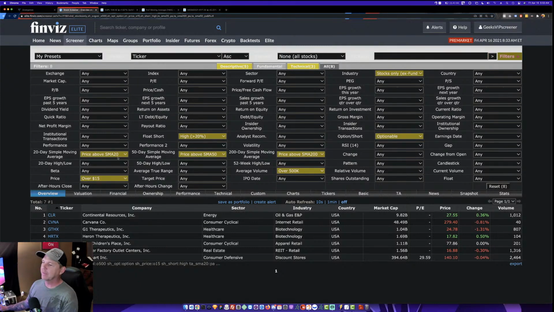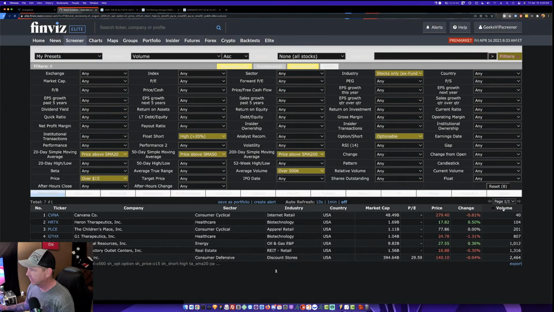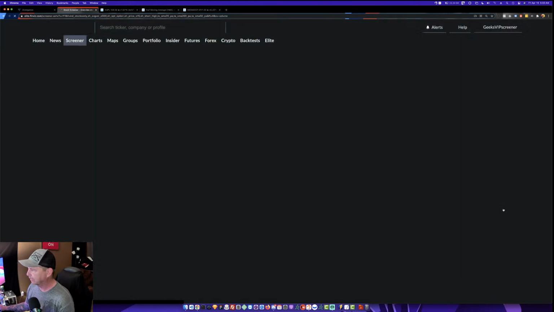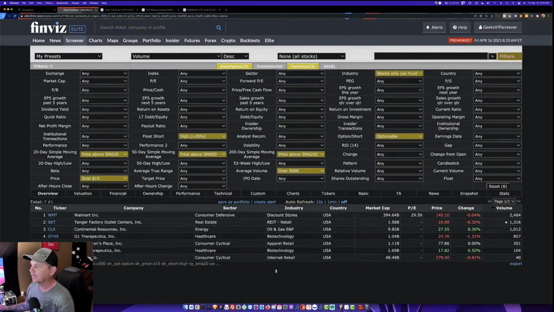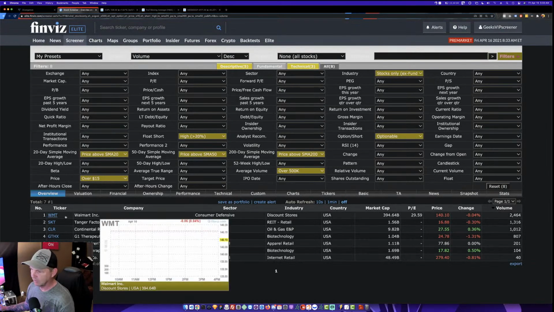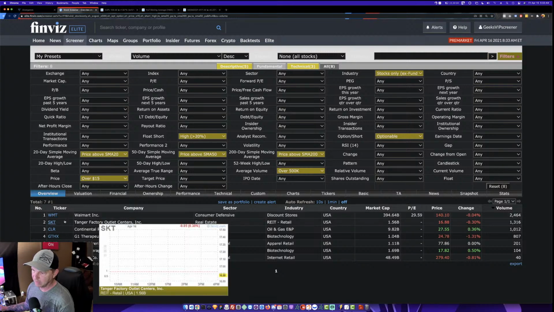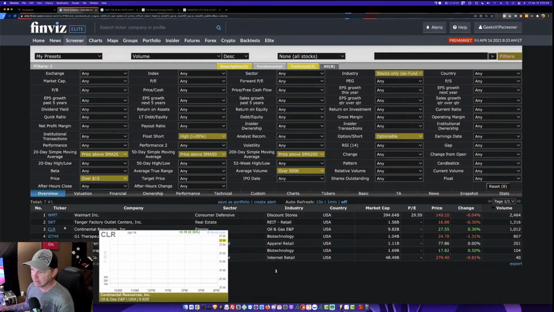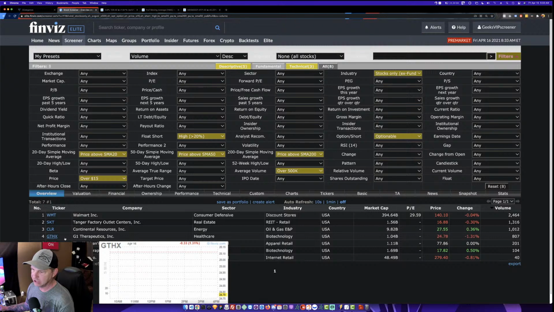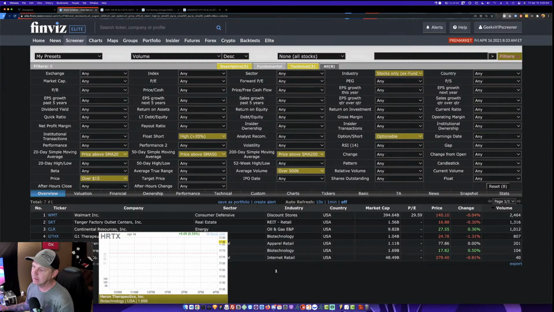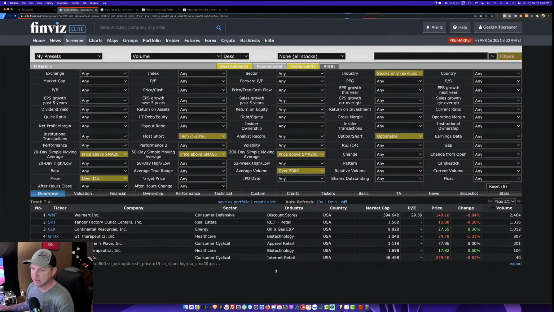All right, so based on those filters that we put in, we came up with 7 tickers. I ranked them in order for volume. This is current volume as well. So we've got Walmart, Tanger Factory Outlets, CLR, GTHX, PLCE, HRTX, and CVNA. Carvana is a really good one.